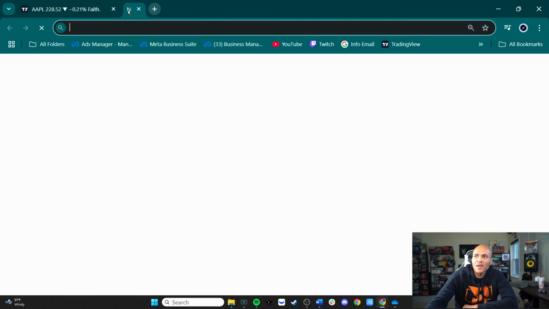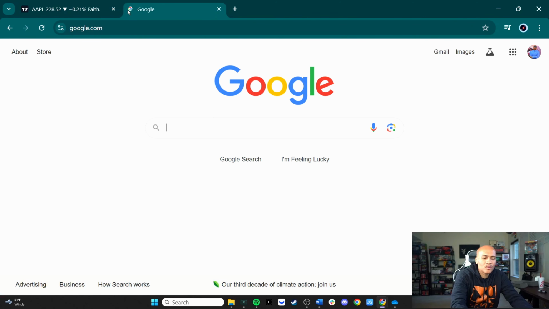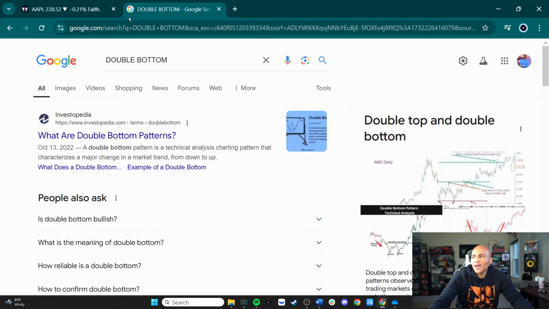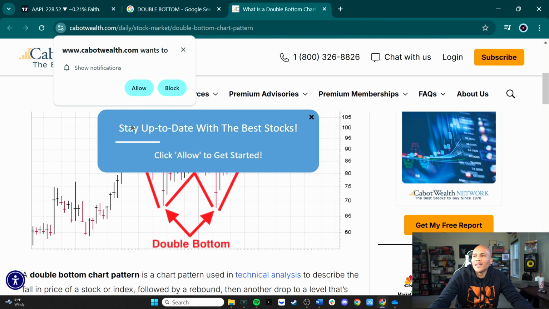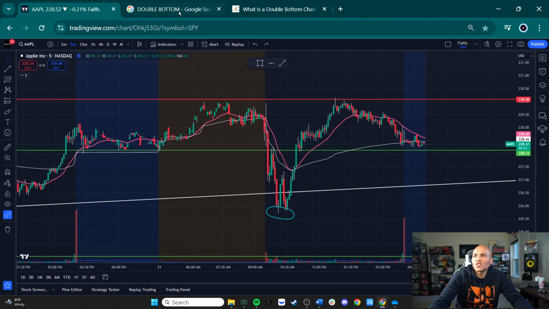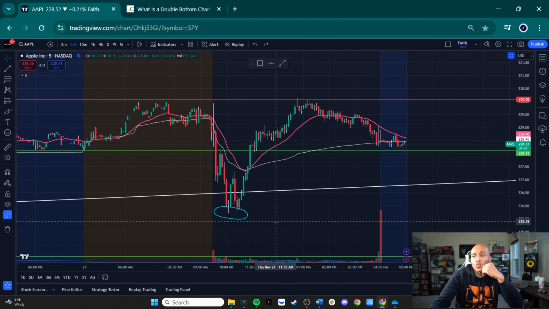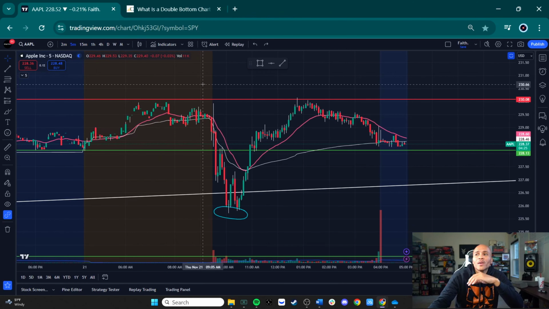You guys can Google, I'll do it for you. Google double bottom chart pattern. All right, so double bottom. Now keep in mind that these chart patterns, for one, don't always work, and for two, they are not as probable to work if they are on a smaller time frame.